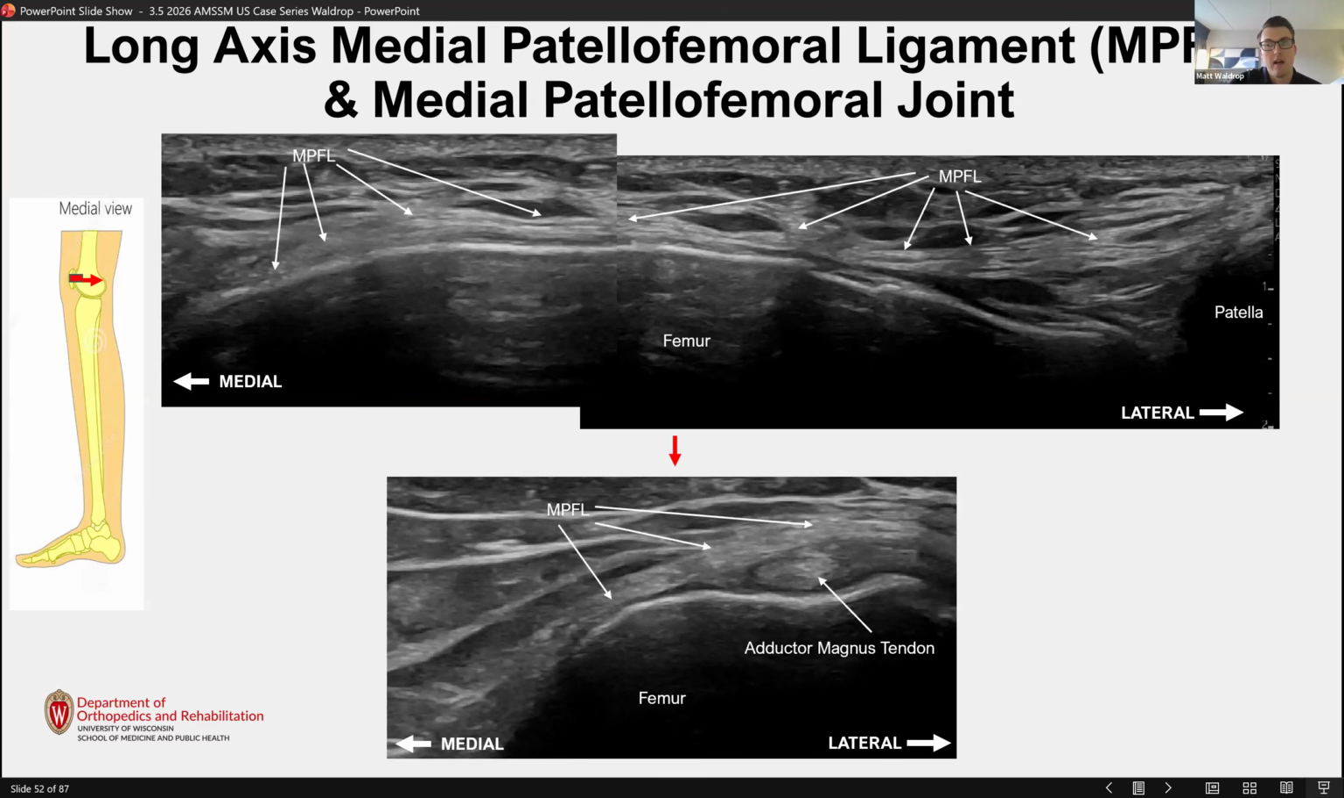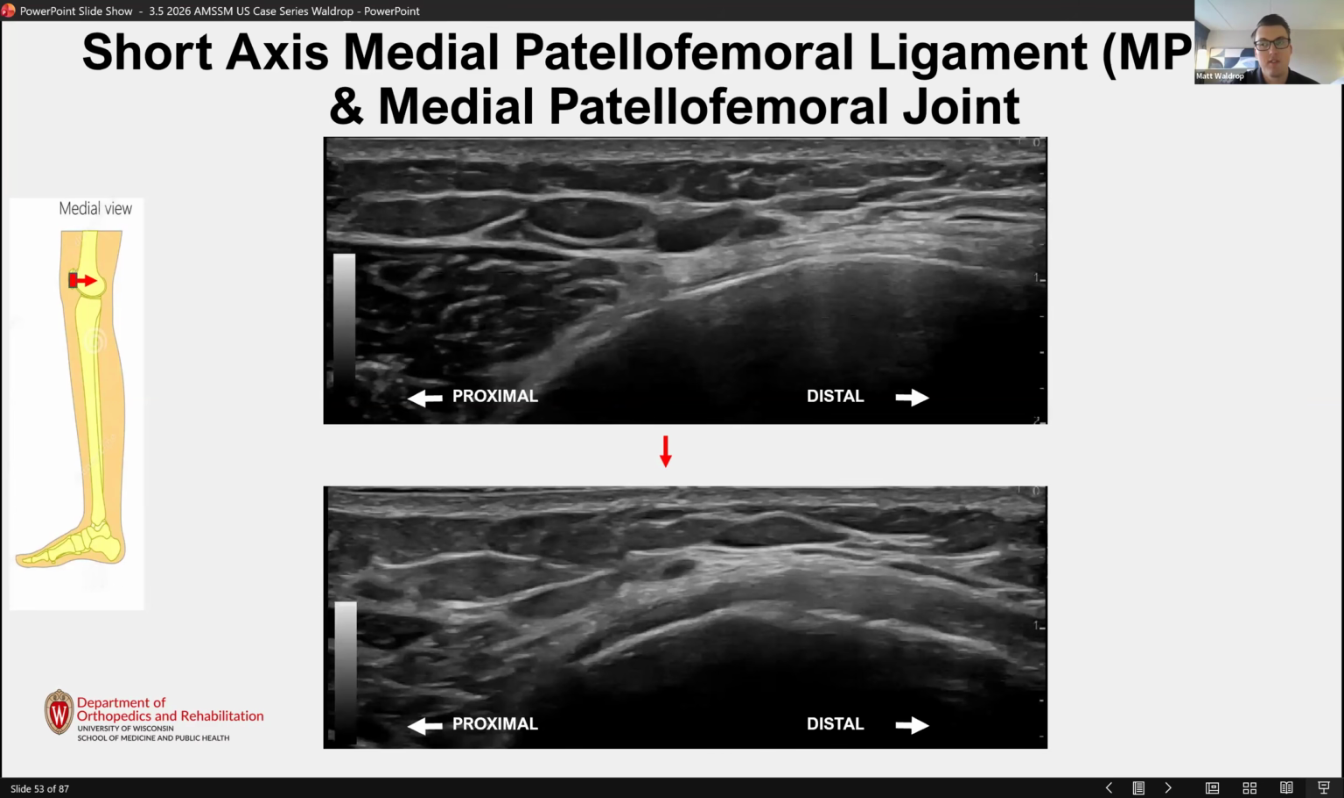You can follow this all the way out to the medial aspect of the femur. If you're superior enough, you can catch a part of the adductor magnus tendon as well, as these two attach pretty close together along that medial aspect of the distal femur. And then again, you can evaluate this area with power Doppler if you're concerned for injury, and this was considered a normal exam in our patient.